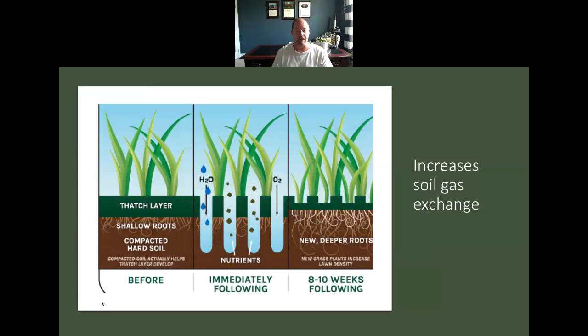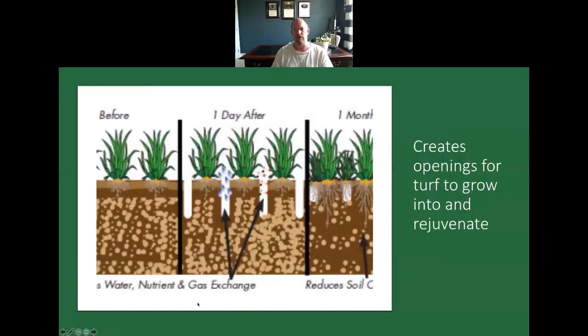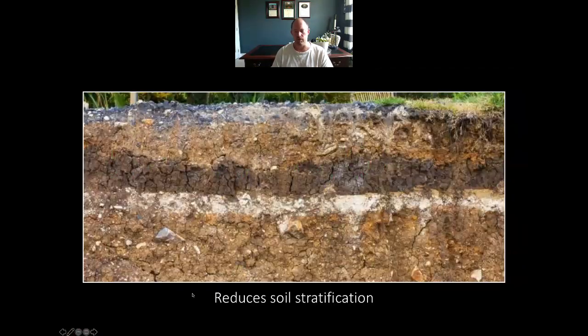Even on an 80 or 100-foot tall tree, the roots still don't typically go much deeper than a foot to a foot and a half into the soil. That's because there's just not enough oxygen in the soil once you get past a certain depth. So another reason that we do aeration is it creates openings for turf to grow into and rejuvenate, like I mentioned earlier. It reduces soil stratification.